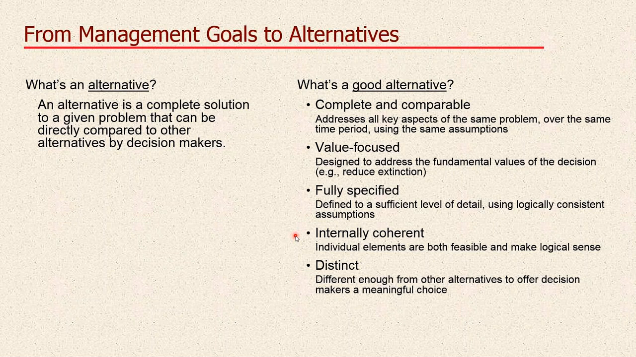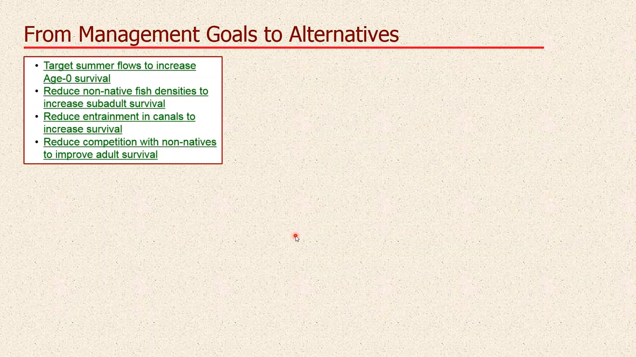We want them to be very different so that we can give decision makers a pretty clear choice as to the different types of management actions that can be undertaken and how those different management actions may be combined into a broader alternative that can be most effective in improving long-term persistence of the species. So these are some fairly standard characteristics of what a good alternative should look like. And again, these alternatives can be taken individually or they can actually be combined.